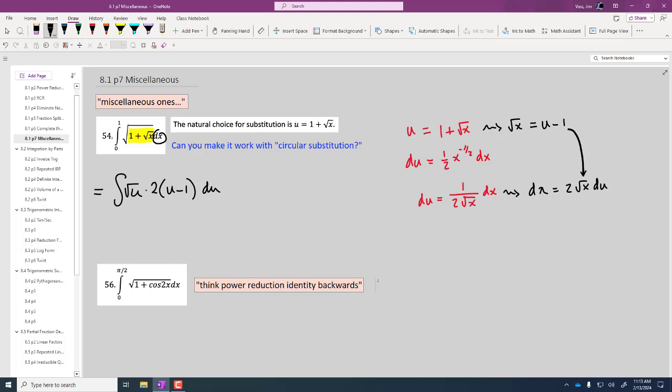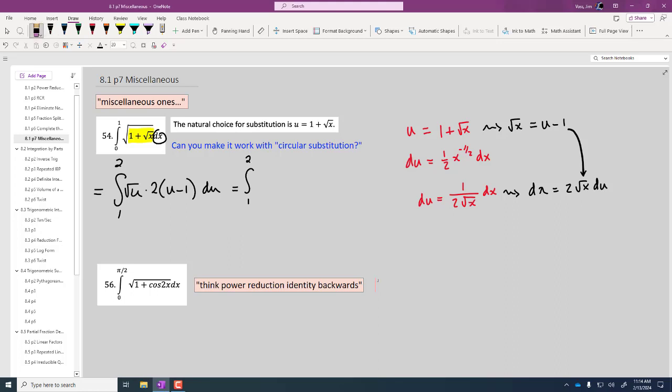But it feels a little sneaky. We didn't translate the range. So we're going to do that. When x is 0, what is u equal to? 1. And when x is 1, u is 2. We've got that. So let's go ahead and expand.